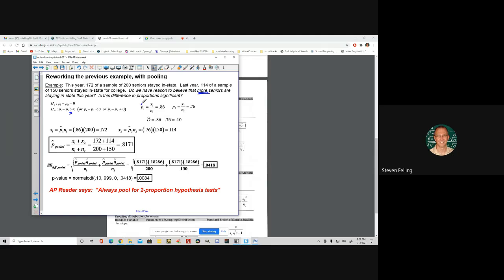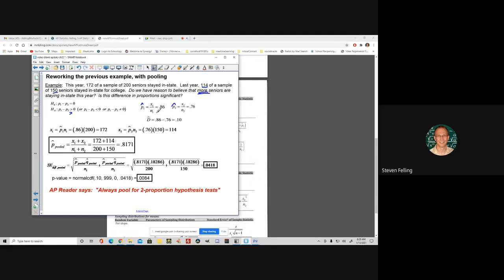Okay, so we could calculate our p1 hat. This is p1 hat for this year, and that would be 172 out of 200, which turns out to be 0.86. And then if we take 114 out of 150, we get p hat 2, which is 76%. So the difference is 10%. So we had 10% more seniors staying in state this year for college compared to last year, right?